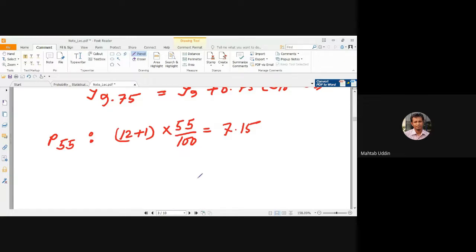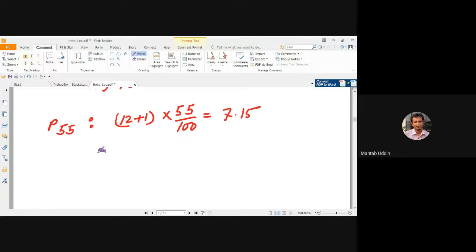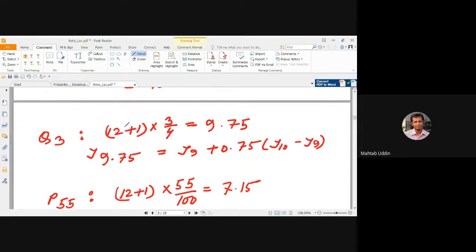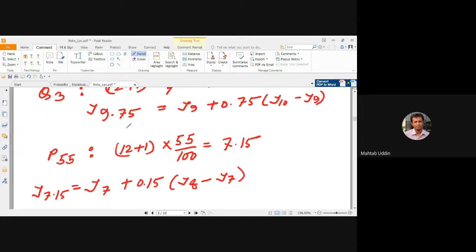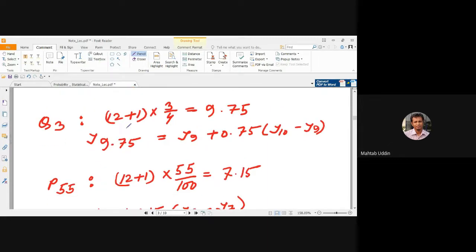So how can we find 7.15? y7 plus 0.15 into what? Y8 minus Y7. This is Y7.15. Do you understand? That is how you can find the values. Okay. বুঝতে পেরেছো? Yes, sir.